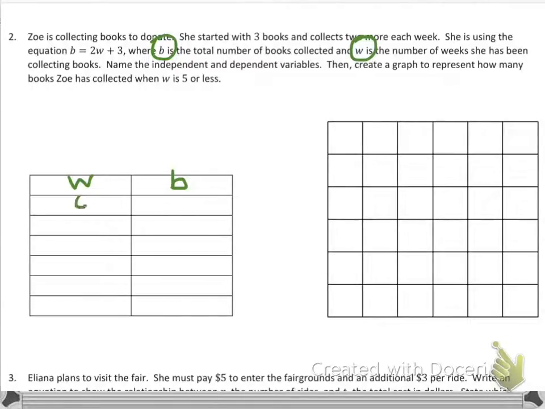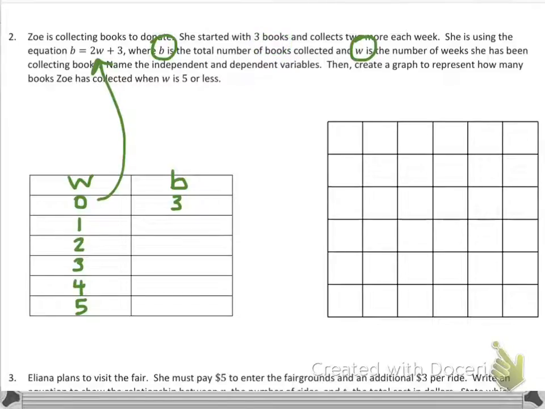So let's put a 0 in there. If she collects for 0 weeks, she's going to have some books. 1, 2, 3, 4, and 5. And now let's figure this out. If she collects for 0 weeks, I just plug it into my equation. I put that 0 in for W. So 2 times 0 is 0, plus 3 is 3. If she collects for 0 weeks, she has 3 books. And remember, she had 3 books to start with.